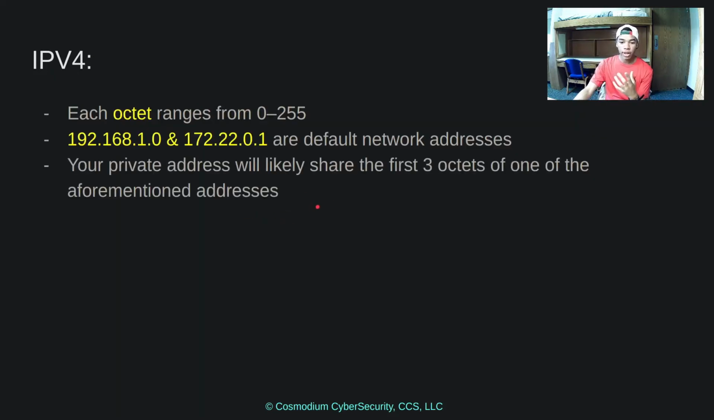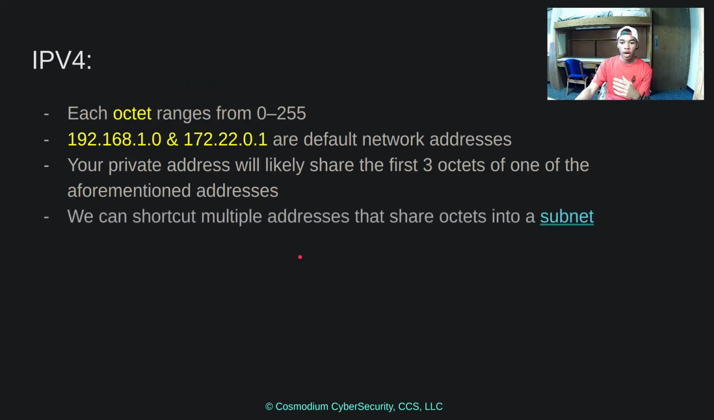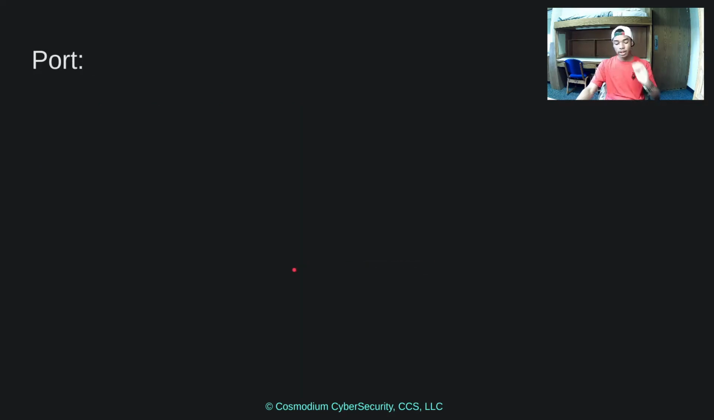Your private address will likely share the first 3 octets of one of these. So if you're on the network, your router will be 192.168.1.1, and then your laptop might be .1.5, and then your TV will be 192.168.1.10. Because each octet only goes from 0 to 255, this network can only go up to 255, so there are only 255 devices that can stay here, from 0 all the way to 255. This shortcut is called a subnet, and there's a whole bunch of stuff connected to it.